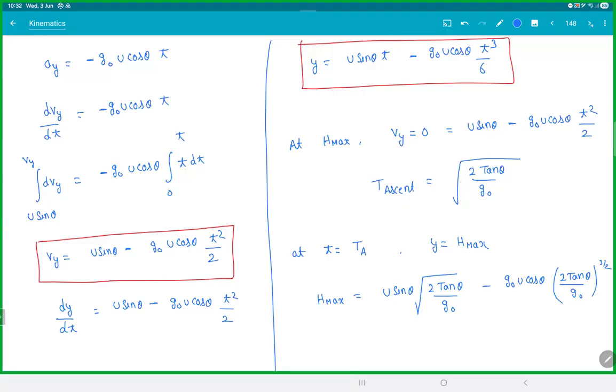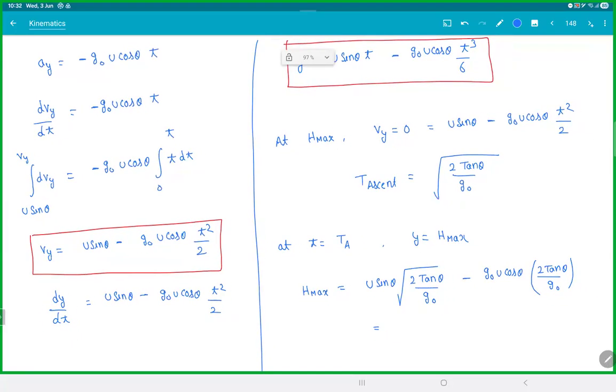You can simplify this. So tan theta will come out, g naught will cancel. This will be 2u sine theta by 3 root 2 tan theta by g naught. There, if I put theta 90, I'm getting infinity. There we got h max from here.